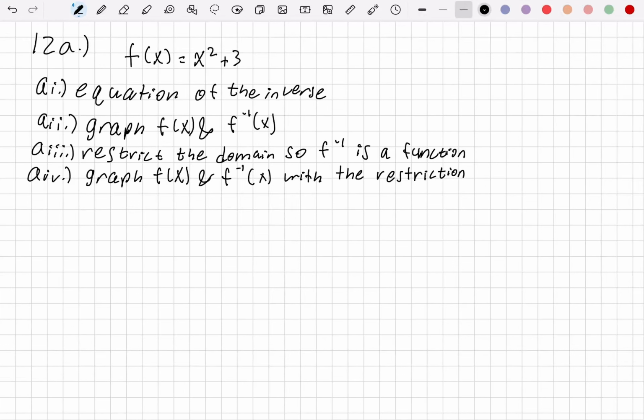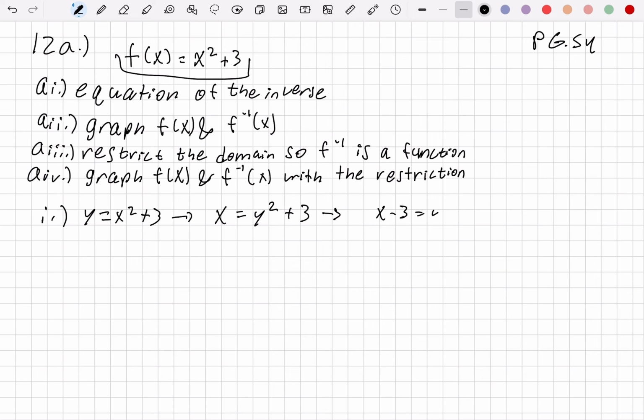So now we're getting into inverse functions here on page 54, question 12. We have our original equation, f of x equals x squared plus 3. First thing we have to do is write the equation of the inverse. So what we do is we write it out with y, we then switch it. So x is going to be equal to y squared plus 3.